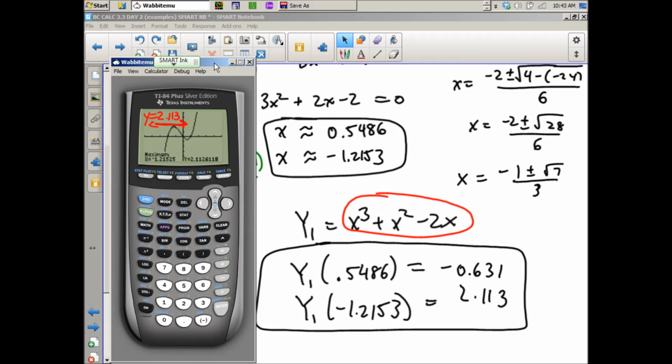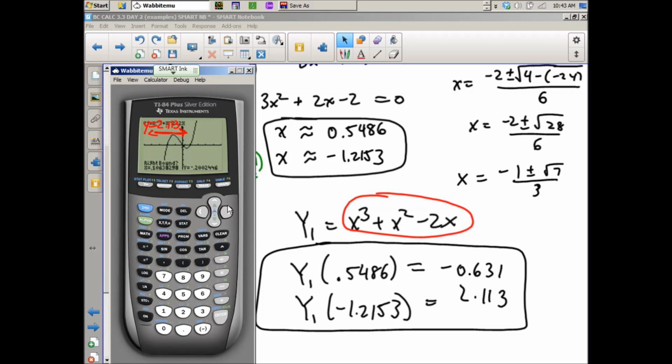So now we're going to go into second CALC and do the minimum over here. So I want to find this minimum point, like that, and it's 0.5486 like I had, comma negative 0.631 like I had. So this is the equation y equals negative 0.631 for that line. So it's just kind of nice to see that those really were the relative max and relative min respectively.